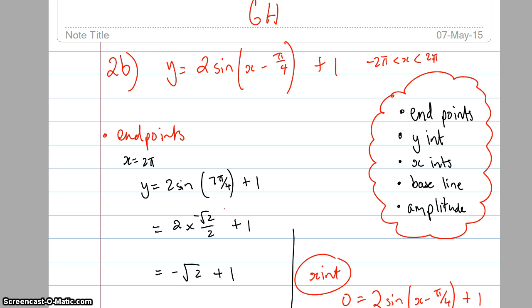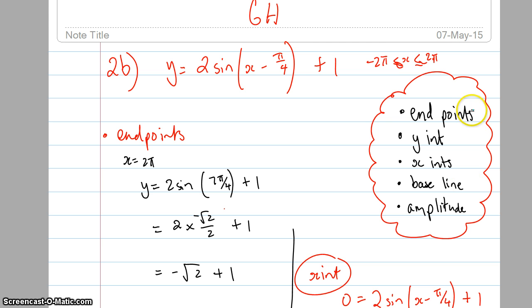So this is 2b from 6h. As you can see, it's between the boundaries of negative 2 pi and 2 pi. I can't remember whether they're including or not including actually. Let's say that they're including. There we go. So this is what I usually go through, and then there's a couple of other tricks that I usually use as well.